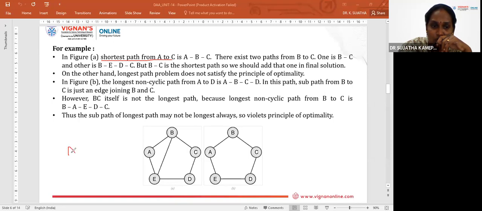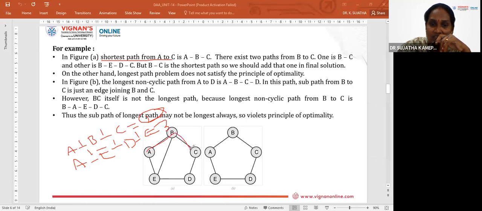So there are two paths. One path is A to B and B to C. Another path is A to E, E to D, and D to C. Each edge has one unit of weight. In the first path, the total cost is 2. In the second, the total cost is 3. Since the first has minimum cost, we can say that it is the shortest path.